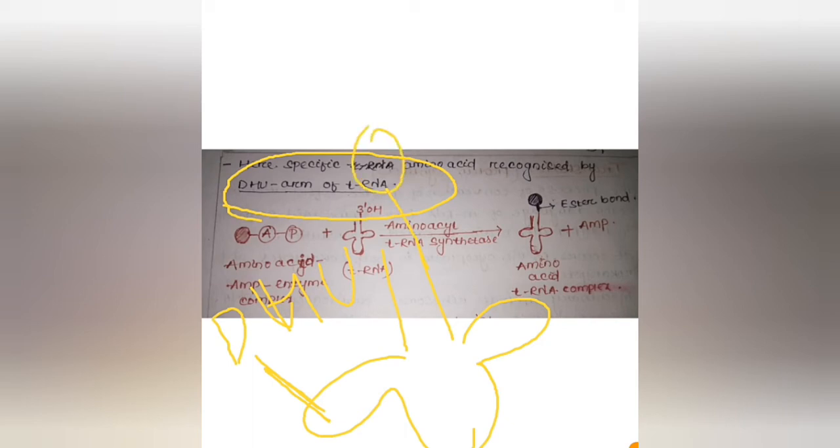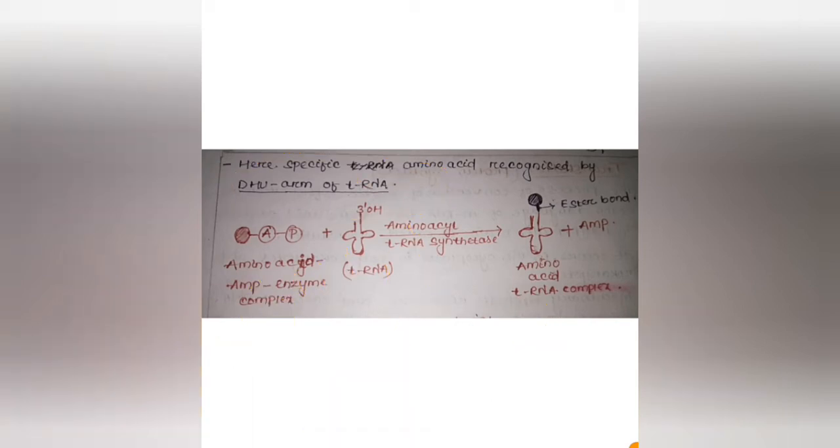So here is the amino acid AMP enzyme complex with tRNA, that is the 3' end, this is the structure of tRNA, and the enzyme present is amino acid tRNA synthetase. Here the amino acid gets attached to tRNA by an ester bond, and the rest part is adenosine monophosphate, that is AMP.